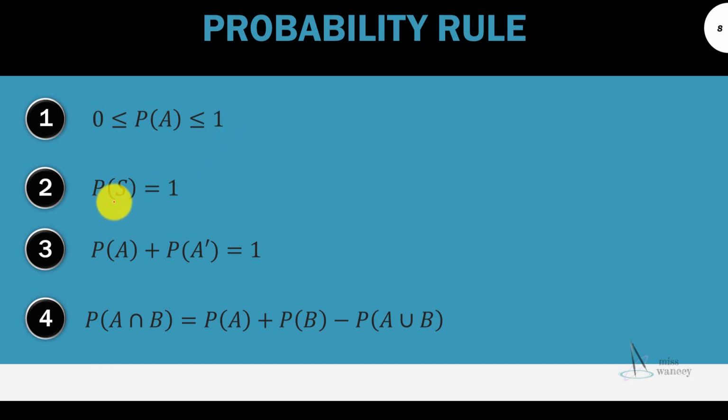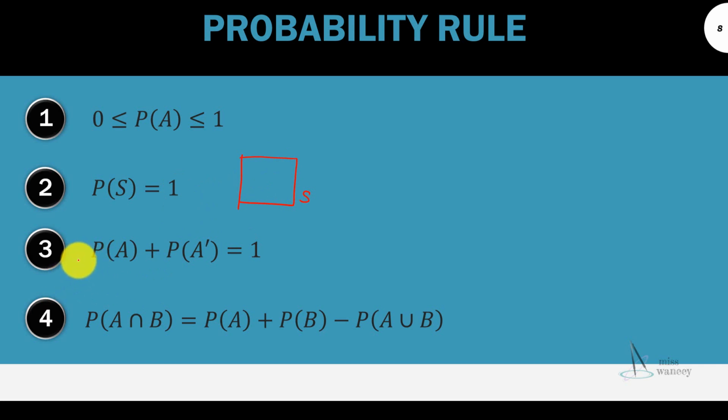And then probability of everything inside your sample space should be equal to 1. So if you have this as your sample space, the probability of everything inside the sample space should be equal to 1.